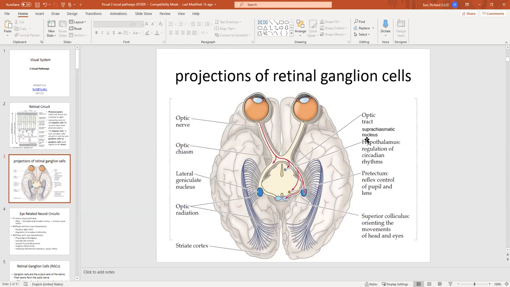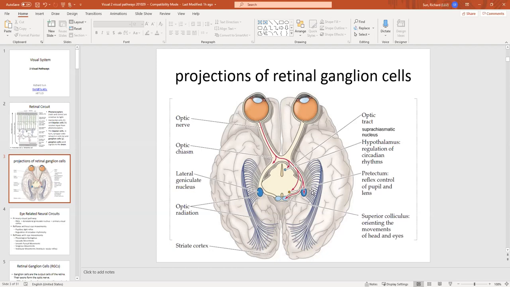This is the suprachiasmatic nucleus. This is the chiasm, so it's around the chiasm, the suprachiasmatic nucleus. This one regulates our circadian rhythm. And then it also terminates here in the pretectum. This group of neurons is responsible for the pupillary light reflex.